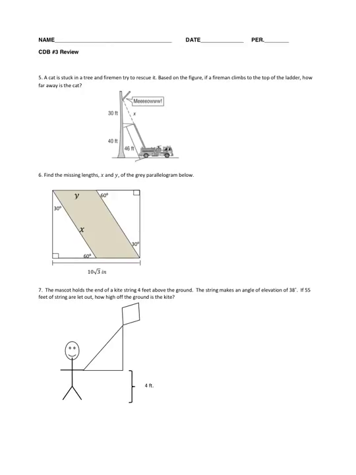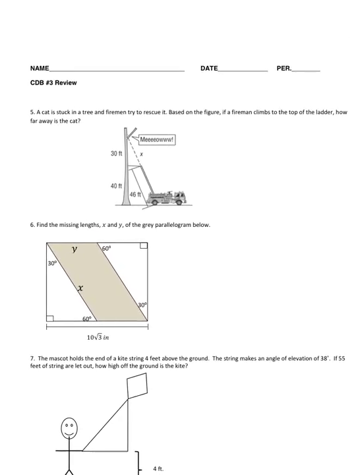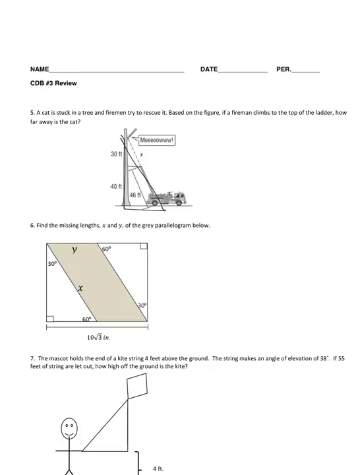All right, here we are on page 2 of the Benchmark 3 review. So, number 5, a cat is stuck in a tree and firemen try to rescue it. Based on the figure, if a fireman climbs to the top of the ladder, how far away is the cat? I understand the picture may look a little confusing, but basically what we have here is a big right triangle with the line through the middle.